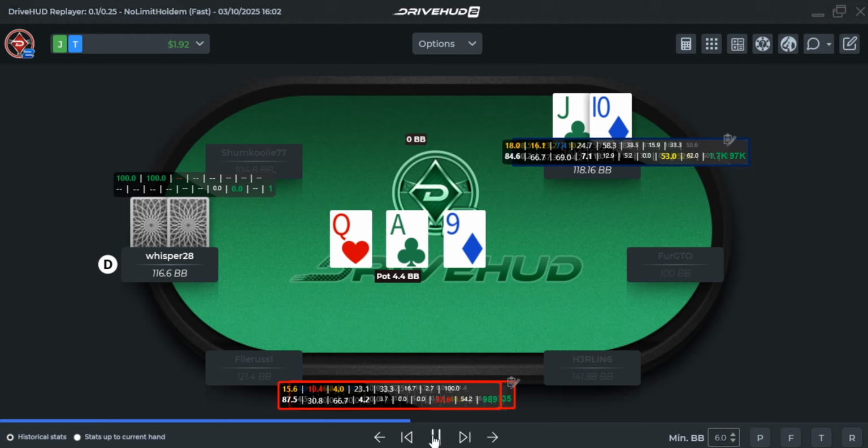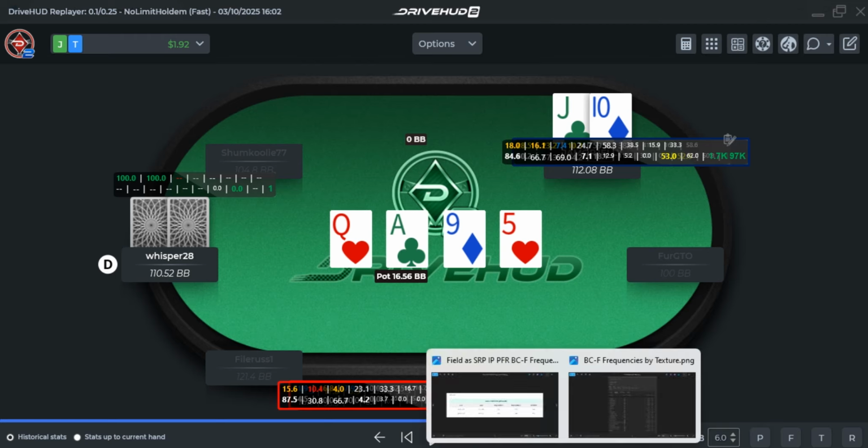Now, my opponent c-bets small, and I check-raise small, and he calls. Now, should I be attacking the turn? The answer is yes, but why should I be over-barreling turn? Let's look at some generic MDA. We're going to go into specific MDA, then we're going to look at a solver solution.